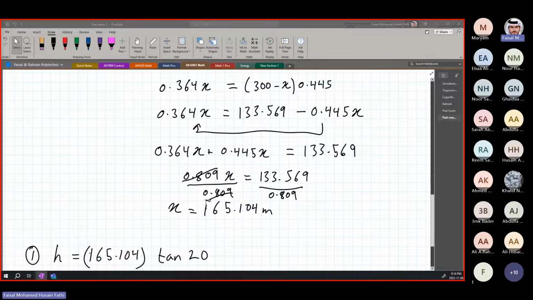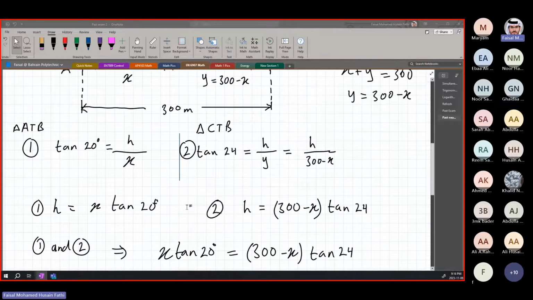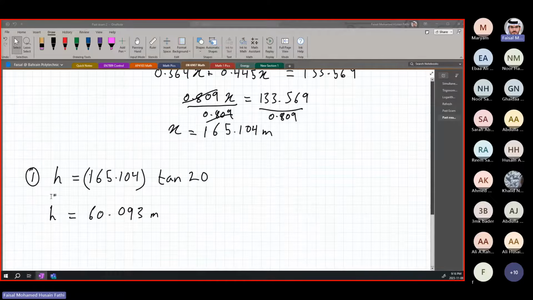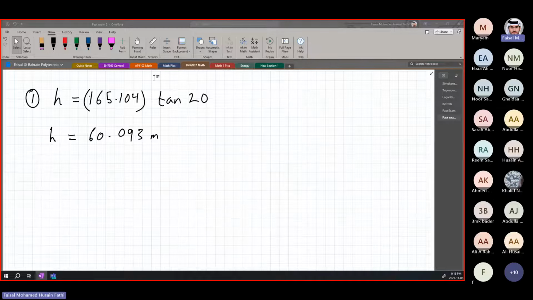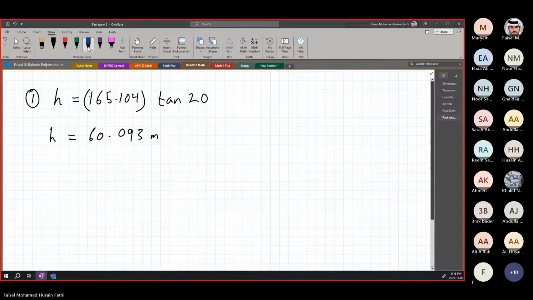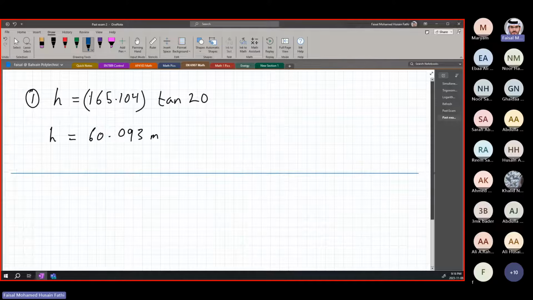I found x. Once I found x, I substituted in either equation 1 or equation 2, whichever you prefer. I substituted in equation 1 to get h and I found my answer. Very straightforward, very simple. Let's go to the graphing of the second question. Any questions so far? This should be straightforward, it's very simple.